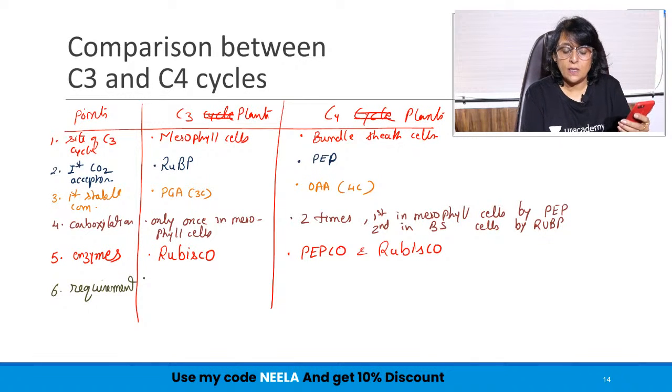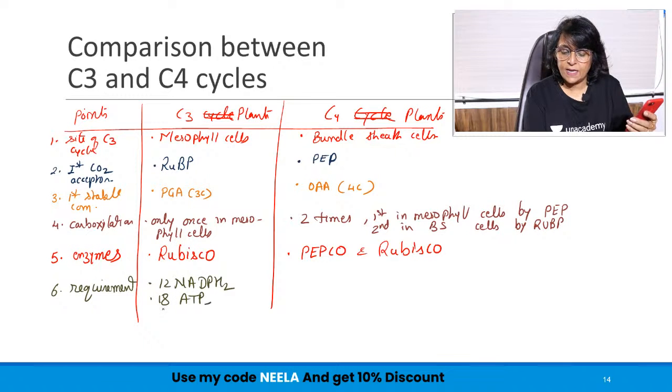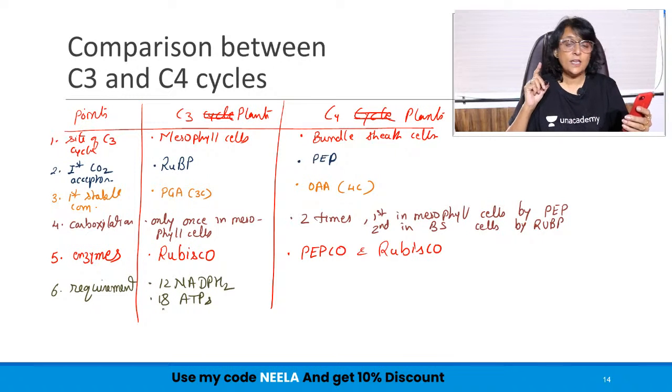Okay, so for C3 cycle, 12 NADPH2, and who has given the answer? Kalai has given the answer. Reshma has also given the answer. And 18 ATPs are required. And in C4 cycle, okay, Rahul has said 12 NADPH and 18 ATP in C3 cycle.